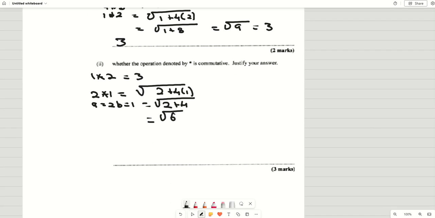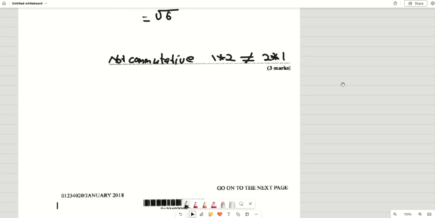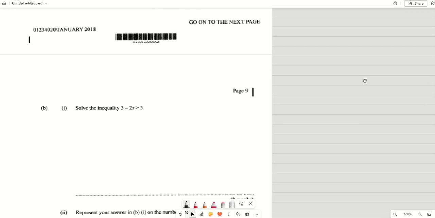So it is what we say, it is not commutative, because commutative just means it does not matter the order in which we carry out the operation, you're supposed to get the same answer. But we can say that is not commutative. Why? Because 1 asterisk 2 is not equal to 2 asterisk 1, right? It's not the same thing. We're getting two completely different answers, okay? And that is how you would do that question.